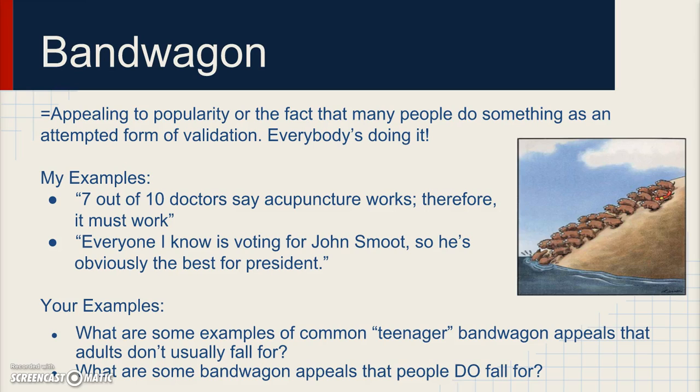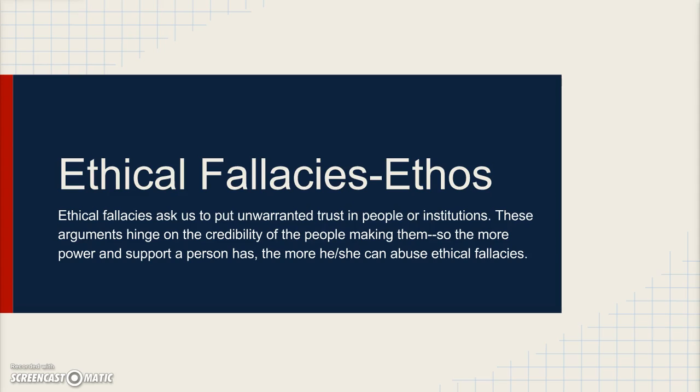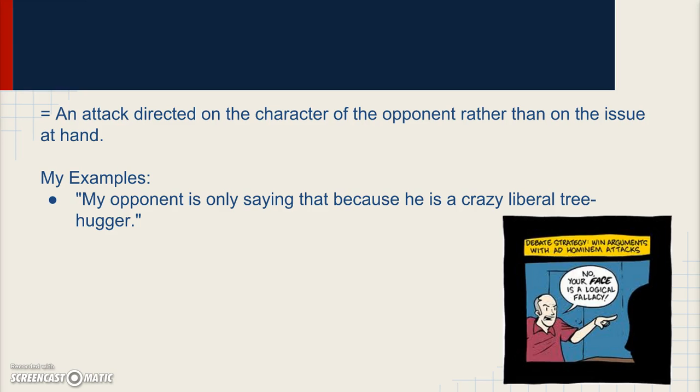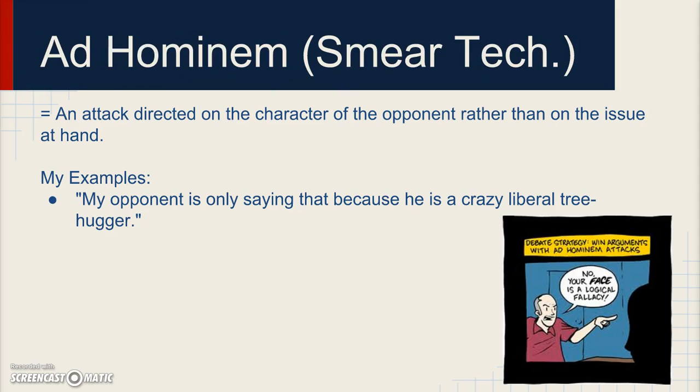The next logical fallacy is the ad hominem logical fallacy, and now we are moving into the ethos fallacies. So these fallacies ask us to put our trust in people or institutions, no matter who they are, and because these are logical fallacies, it means that these ethical fallacies are not credible, but we like to pretend that they are. So ad hominem, also known as the smear technique, is an attack directed on the character of the opponent rather than on the issue at hand.